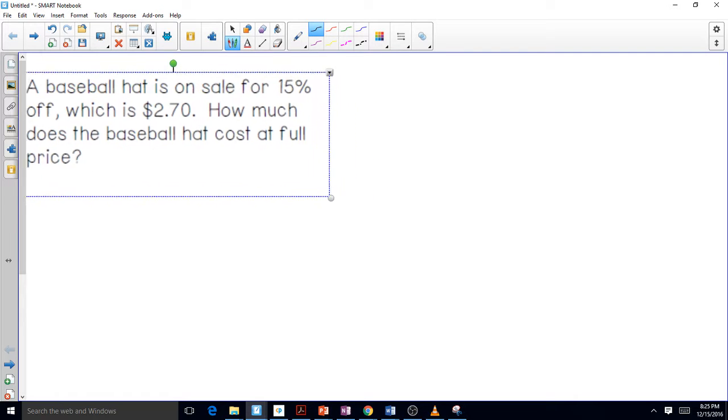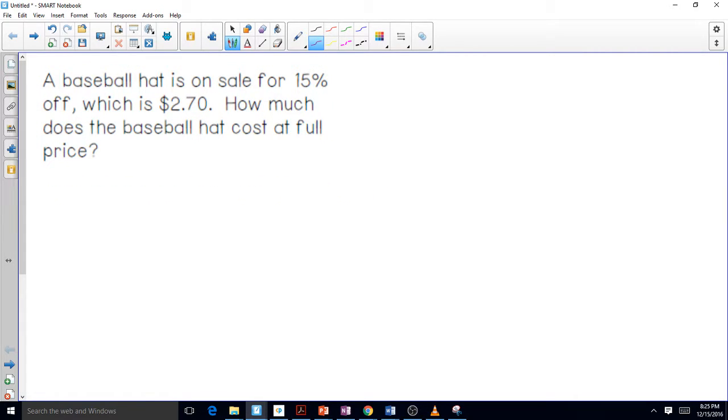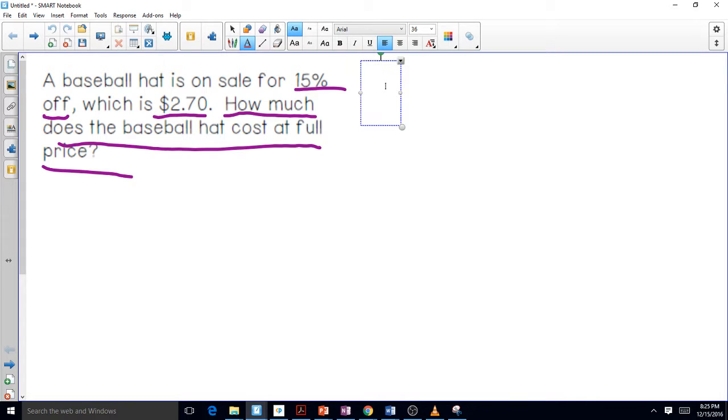Ooh, we're moving the question. I want to solve the question, not move it. A baseball hat is on sale for 15% off, which is $2.70. How much does the baseball hat cost at full price? So I automatically know that this question is asking me, how much does this baseball hat cost at full price? I know I'm dealing with not a percent here, but a full price.